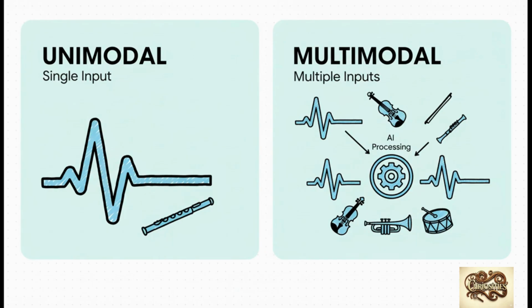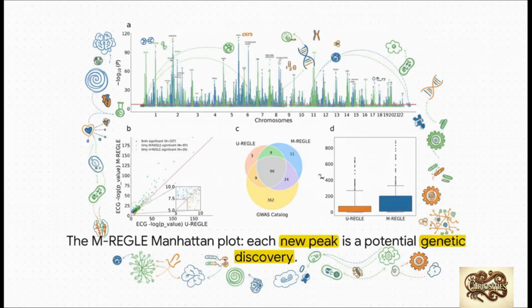The new approach, called multimodal, is about hearing everything at once. And a new method, mREGLET, does exactly that. It listens to all the instruments at the same time to find harmonies, these connections that are completely invisible when you're just focused on one section. And wow, just look at the result.